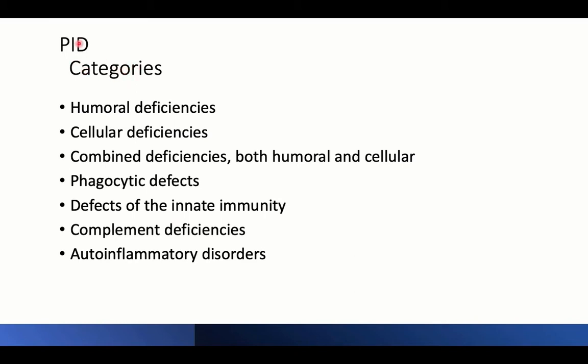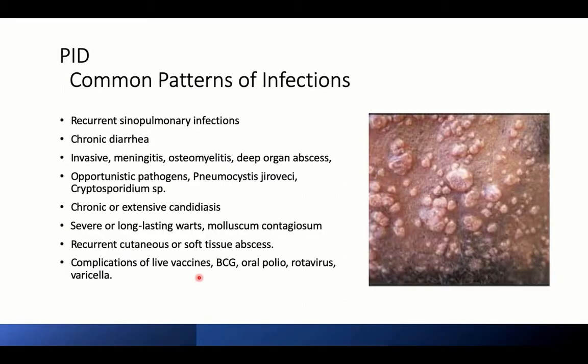We have categories for PID that are all rare. We may have humoral deficiencies in the form of antibody deficiency. We may have cellular deficiency in case of lymphocyte deficiency. Combined deficiencies combining both humoral and cellular deficiency. The defect may be in the phagocytic cells, or in the innate immunity. We may have complement deficiency. We may have autoinflammatory disorders. So these are the categories.